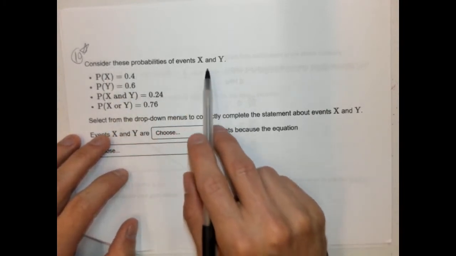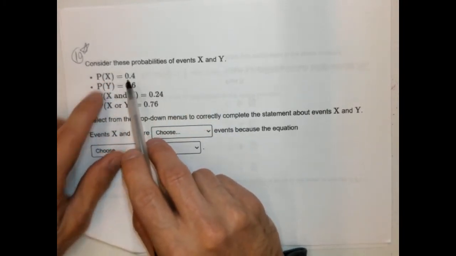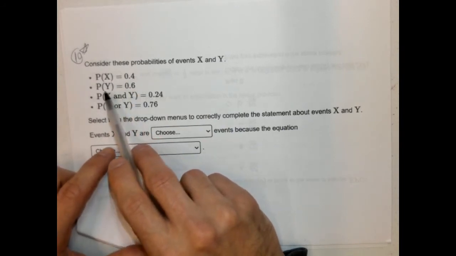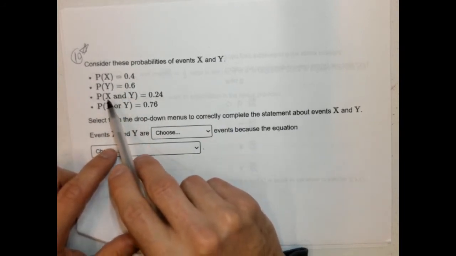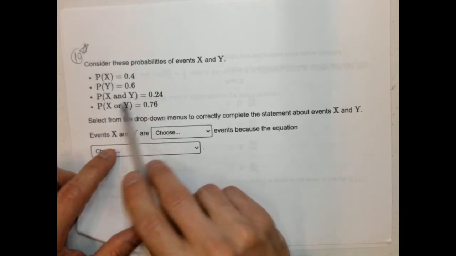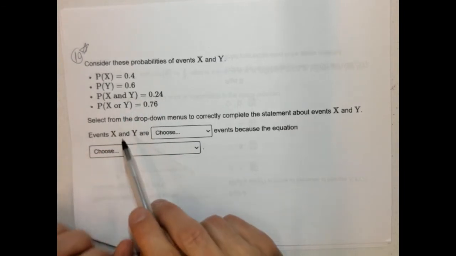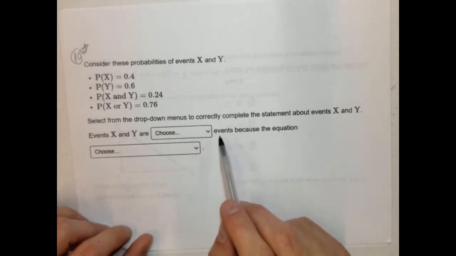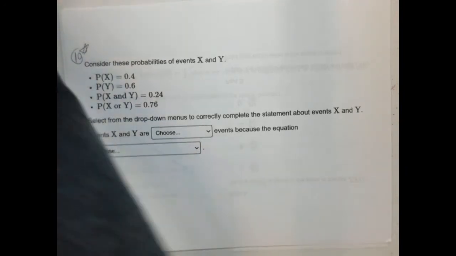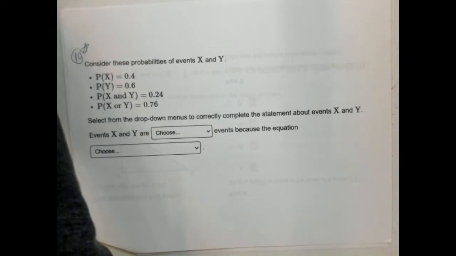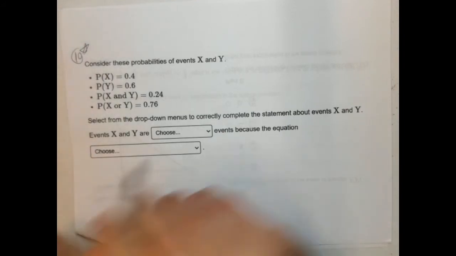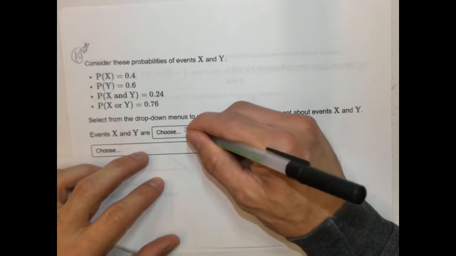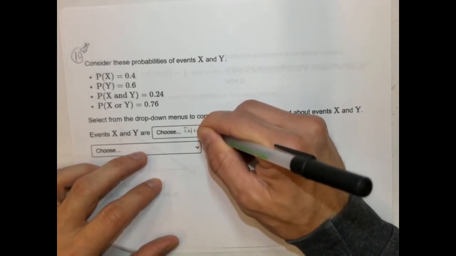Consider these probabilities of events x and y. The probability of x is 40%, the probability of y is 60%. The probability of both x and y happening is 24%, and the probability of x or y is 76%. Select from the drop-down menus. I have to get this problem in front of me because I have to see the options they give you for this one. There are 2 choices here: either independent or dependent.